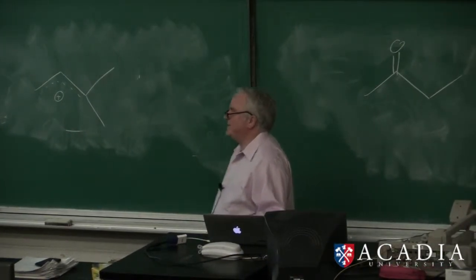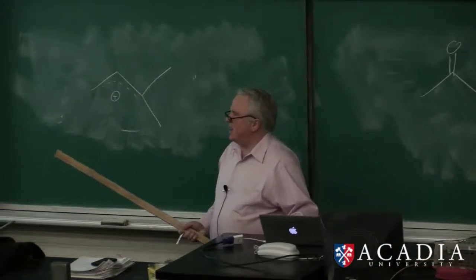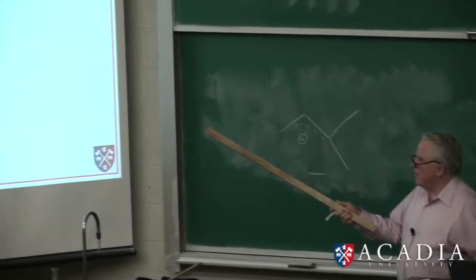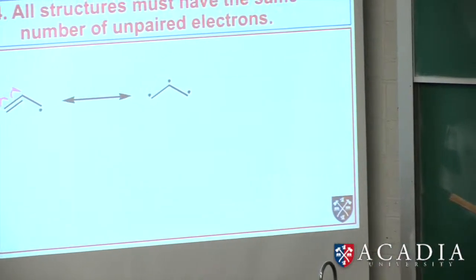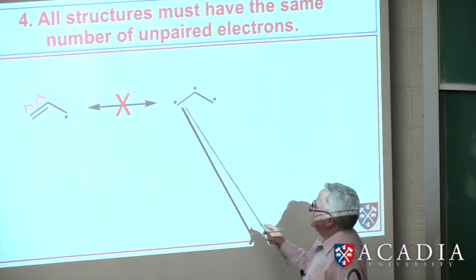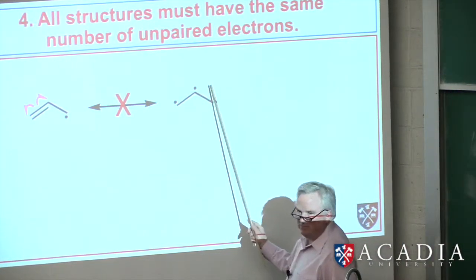All structures must have the same number of unpaired electrons, and this comes into play mostly when we have radicals. So here we're trying to indicate resonance. This is not a valid resonance structure because we're indicating that there's different spin.